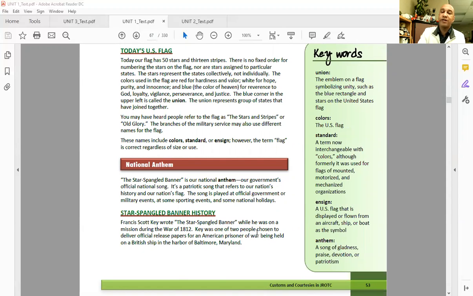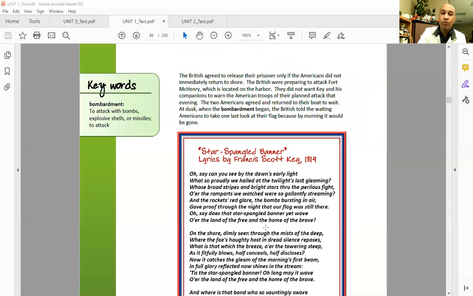Know something about the history. Where did it come from? Who wrote it? When did he write it? Why? What was happening? Okay, so read this. Was he a prisoner? Was Francis Scott Key a prisoner? And if so, who was he a prisoner to? If not, are you sure? Read about it.